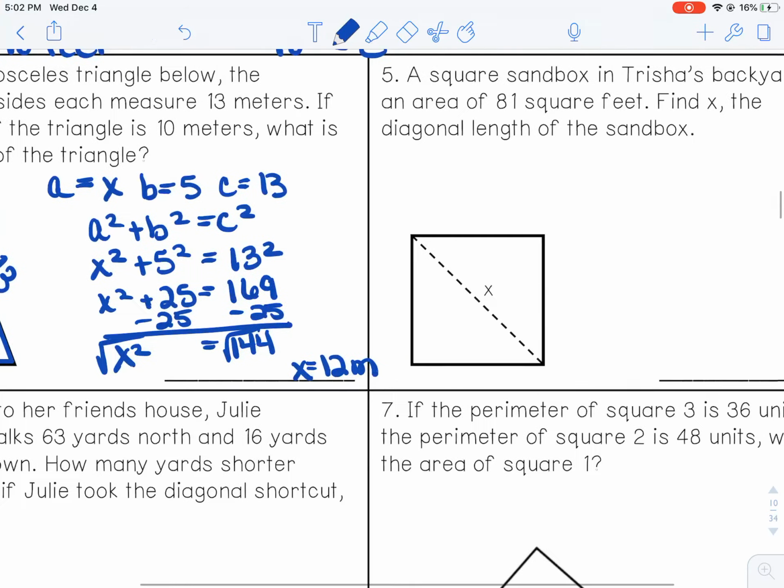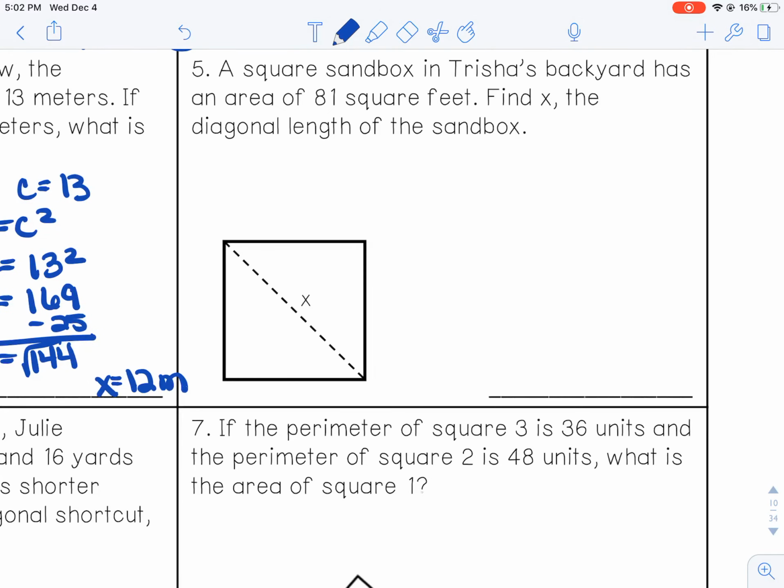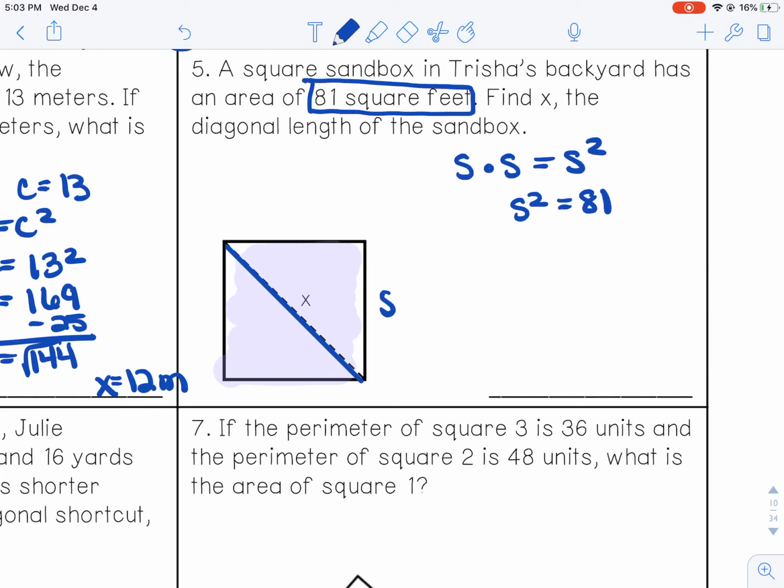Okay. I feel like number 5 is a little bit easier than that last one. We have a square sandbox in Trisha's yard, and it has an area of 81 square feet. That means all this is 81 square feet. Well, what's your formula to find the area of a square? You take one side times another side, and you get the side squared. So I know that S squared is 81 square feet. But I need to find out what one side is, because in order to find this diagonal right here, I need to know what this side is and what this side is. If the whole area, side times side, is 81, then what is just one side? Find the square root, so we know that we have 9. So that's 9, that's 9.